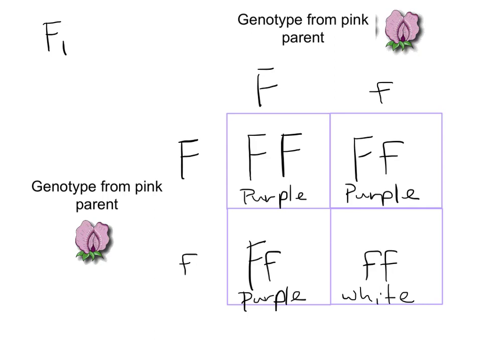So now we're going to talk in terms of the possibility of offspring. We could say this in many ways. 1 out of 4 would have a white flower, or 3 out of 4 would have a purple flower. We could also say 25% of the offspring will be white and 75% of the offspring will be purple. So those are all ways that we can communicate the phenotype.